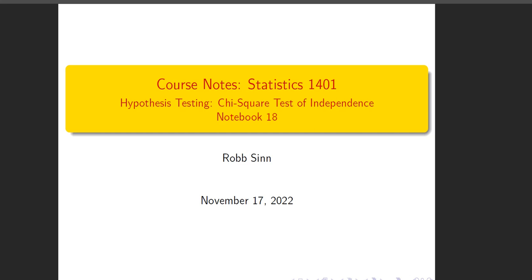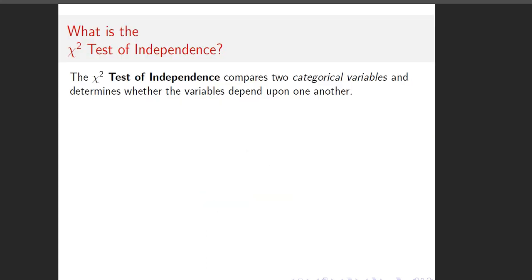Hey, so today we're talking about the chi-squared test of independence, and please go ahead and get Notebook 18 open and running. So the first thing you might ask is what the Sam Hill is the chi-squared test of independence. Well, chi is the lowercase Greek letter chi. The main idea of this test is, what if we have two category variables and we want to know if the variables depend on one another? This is the test we use in that case, okay?